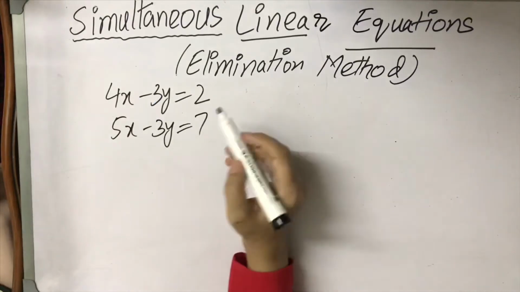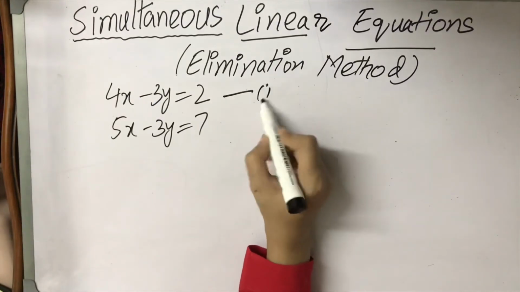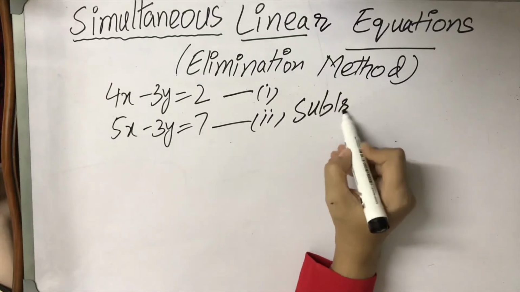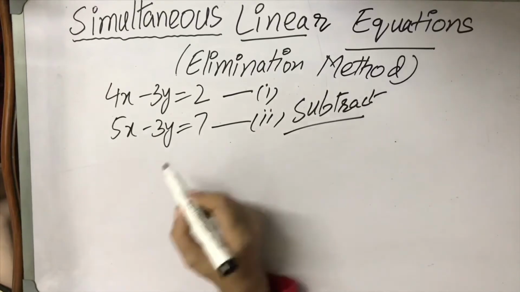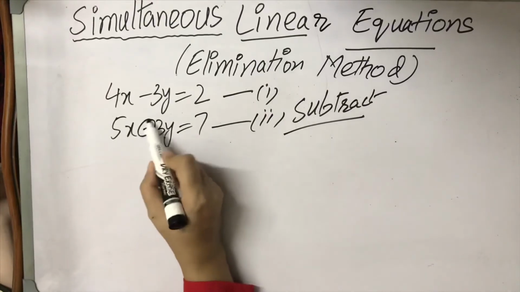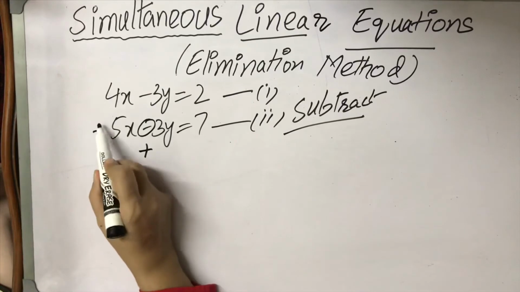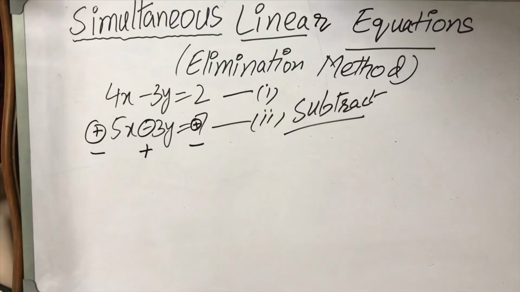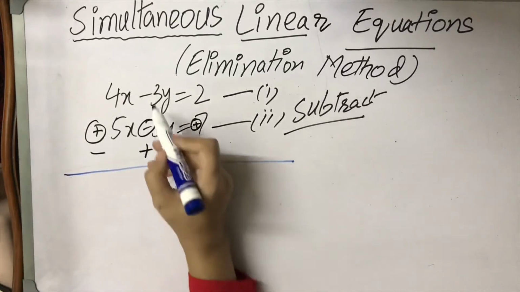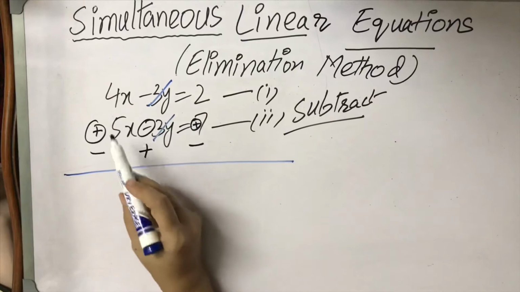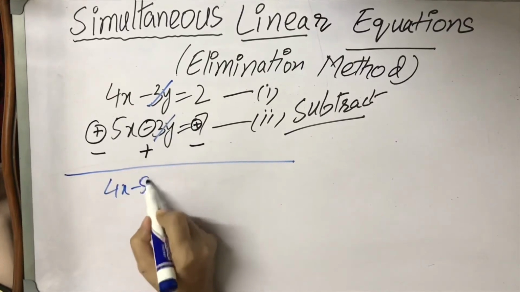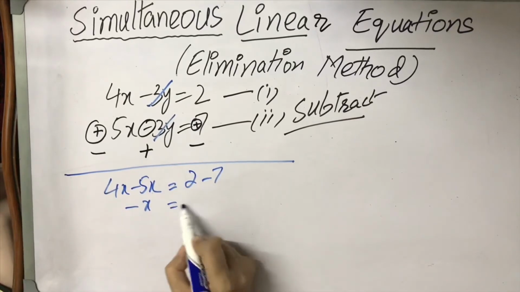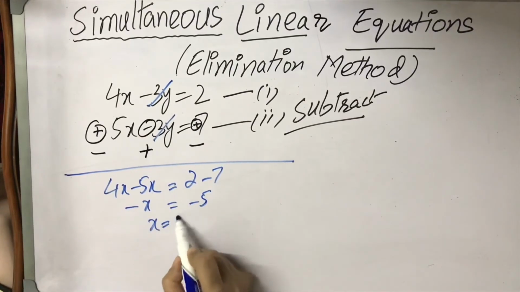Now after having these two equations, you can easily subtract these two equations, as both y's are having same coefficient but with opposite sign. So I shall make it positive. I shall make this positive 5x negative and positive 7 negative. So when I shall subtract, minus 3y will cancel positive 3y. 4x minus 5x will give you single x negative. 2 minus 7 will give you negative 5 and x will be 5.